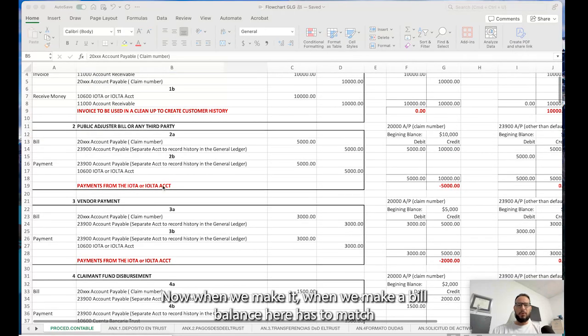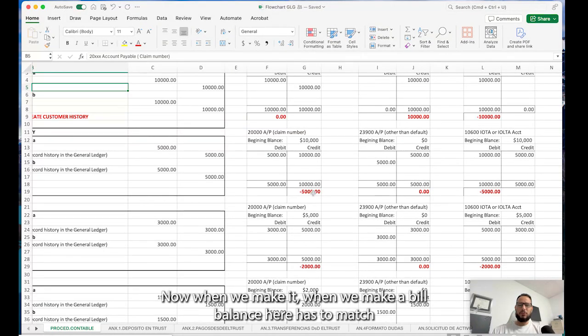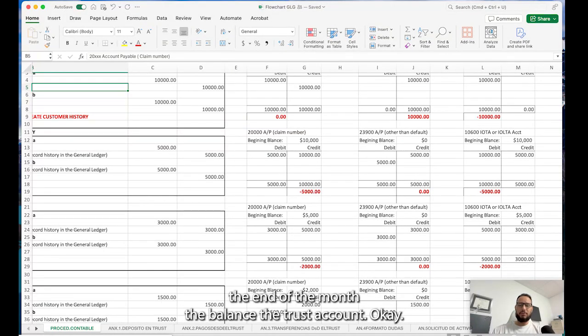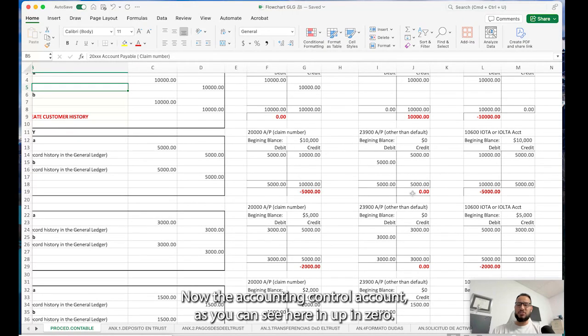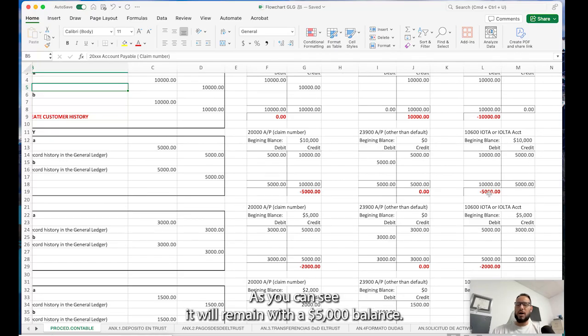Now, when we make a bill, the balance here has to match at the end of the month with the balance in the trust account. Okay. Now, the accounting control account, as you can see here, ends up at zero. If in the general ledger you see that there is any balance, that means that something was paid out. And your IOLTA account, as you can see, will remain with a $5,000 balance. We go back to the book, the accounting equation. We are still in balance, $5,000 and $5,000.